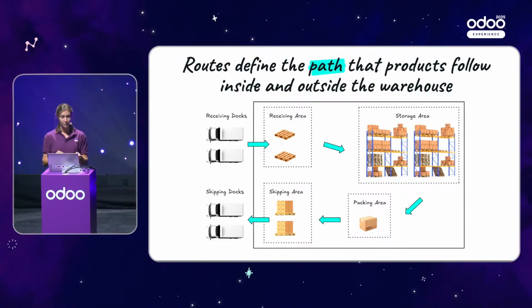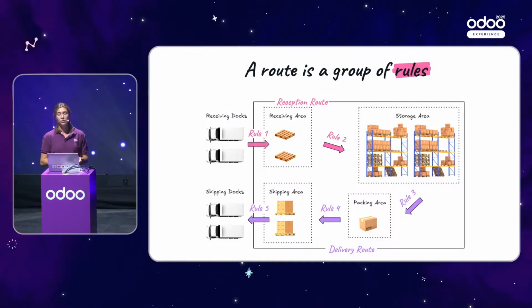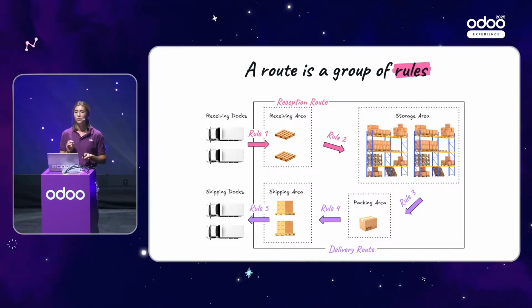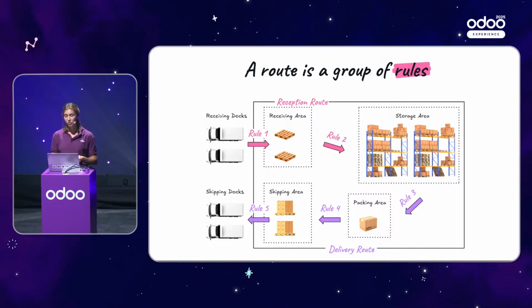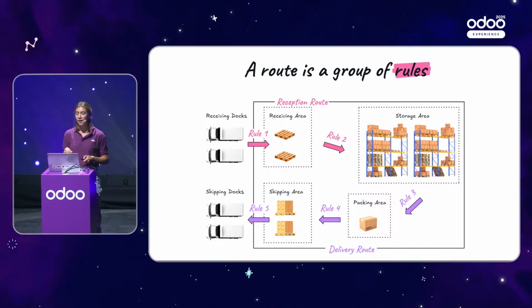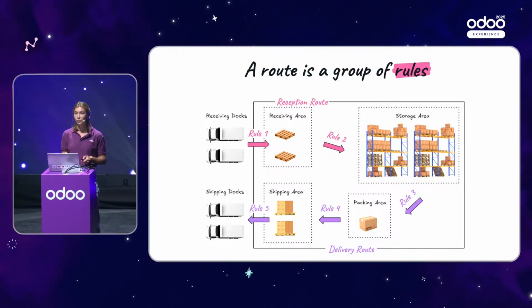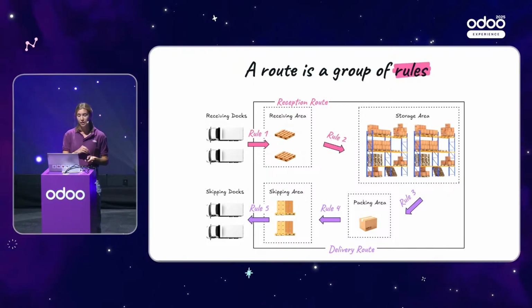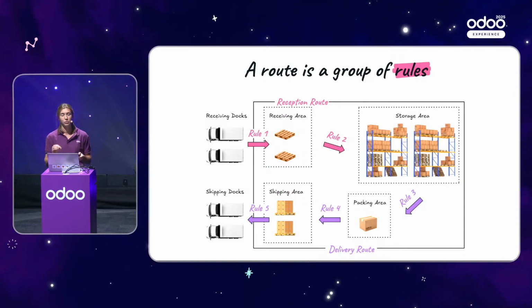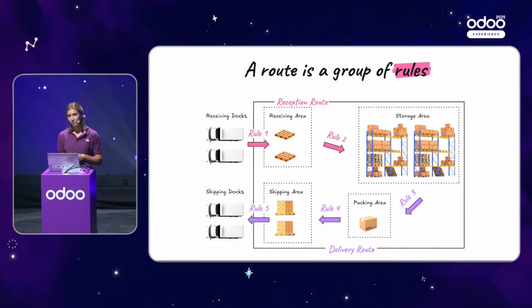Okay. Then, a route is a group of rules. In this map, we have 2 different routes, the reception route and the delivery route. So let's start with the reception route. It's composed of 2 rules. The first rule moves product from the supplier to the receiving area. The second rule moves product from the receiving area to the storage.